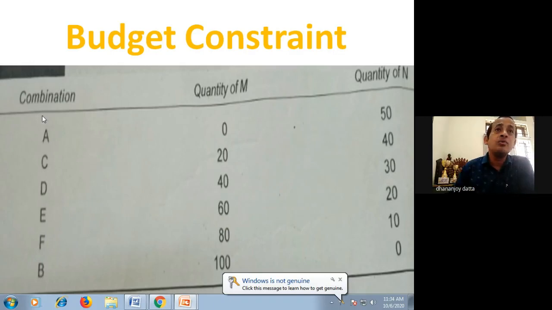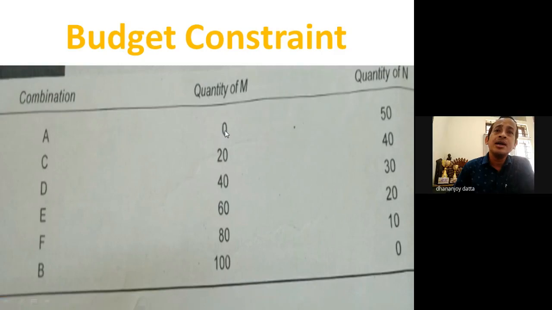Now, in the first combination, the consumer does not purchase any quantity of the M product, and the consumer purchases 50 units of the N product. So 50 into 20, total is 1000. So the consumer's budget is met. Here the consumer may have the full satisfaction.